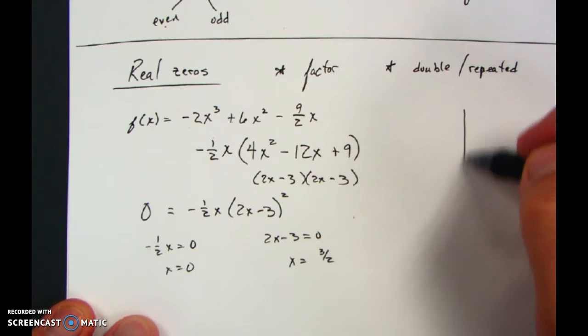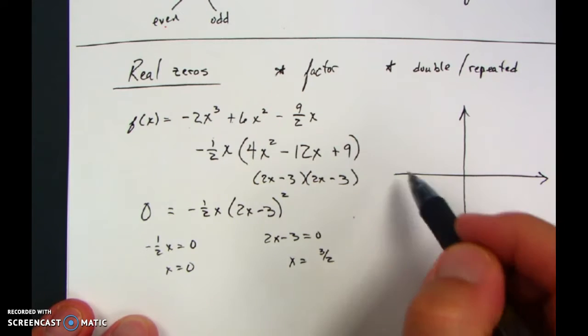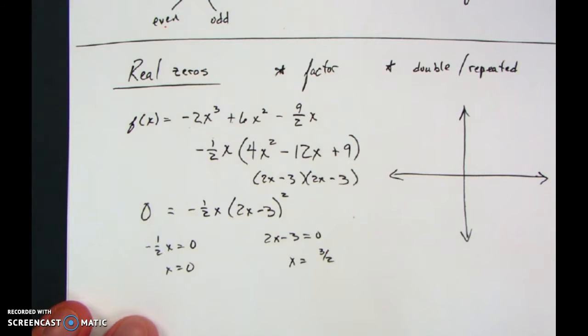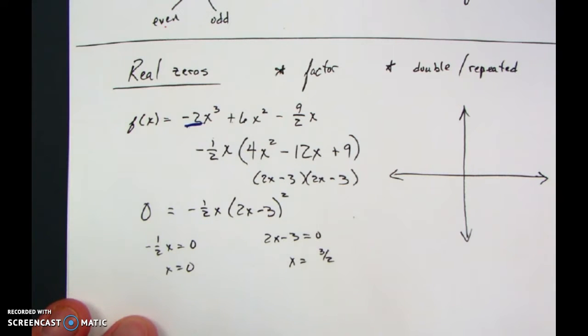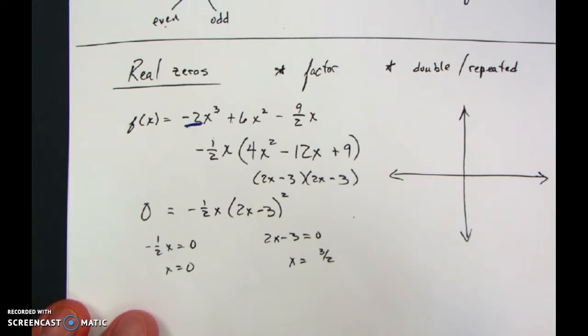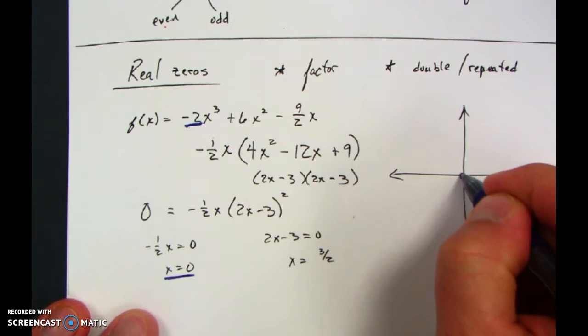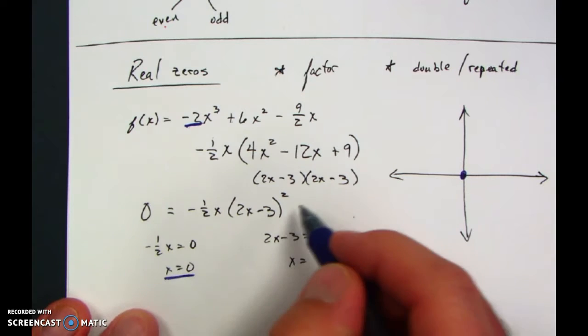And if I were to sketch a graph of this, based on what I know right now, think about the original equation that we had. I have a negative 2 for my leading coefficient. I have an x cubed, so it's an odd function. I now have found out that I have a 0 there, and then another 0 where x equals 3 over 2. But remember, that was a double root.